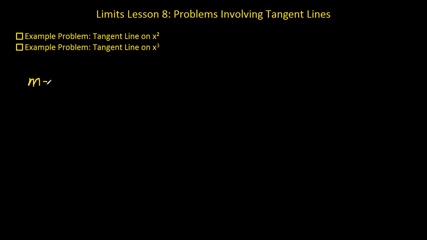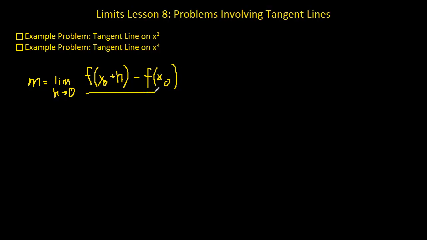The slope of a tangent line is the limit as h goes to 0 of f of x naught plus h minus f of x naught, all over h. And if this looks new to you or confusing at all, go ahead and look at my previous lesson, number 7, on what this actually means.